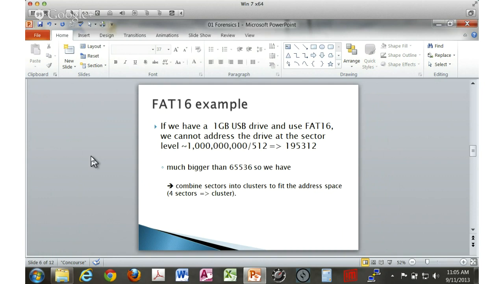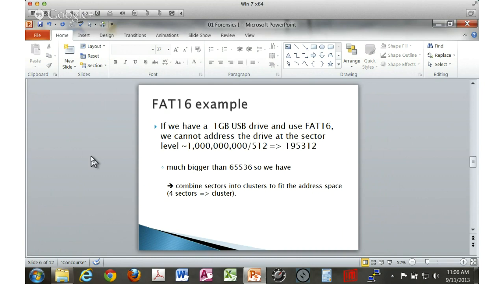If we have a 1 gigabyte USB drive, and of course this is small, okay, but we use FAT16, we cannot address the drive at the sector level. Why? Okay, we have 1 billion bytes divided by 512 yields, of course 512 is the sector size, 195,000 addresses. We would need 195,000 addresses, but with FAT16, we're constrained to 65,000. So obviously, I need to combine sectors into clusters so that I can have an addressable device. So in this case, I would require that I choose 4 sectors for the cluster.